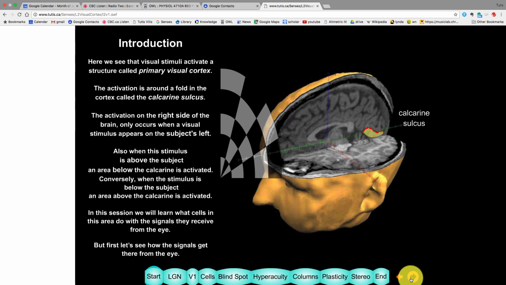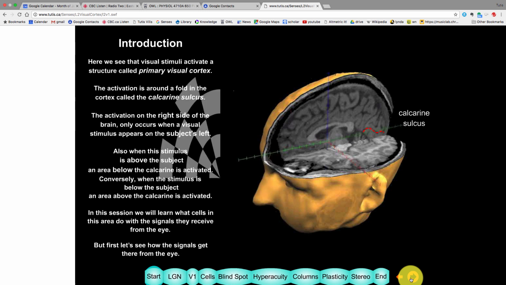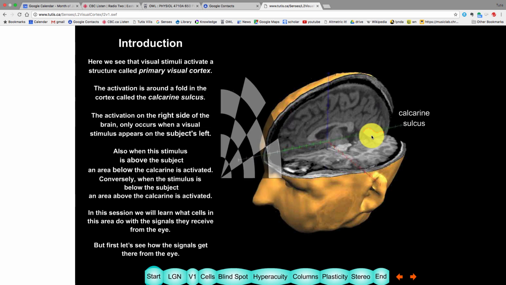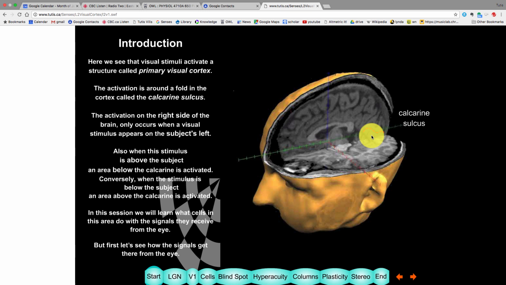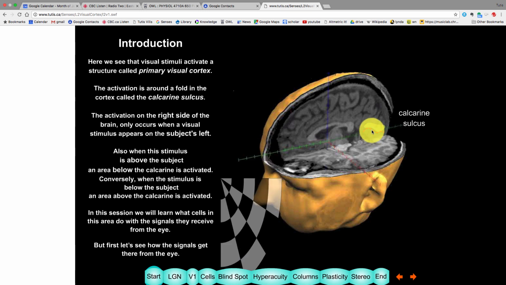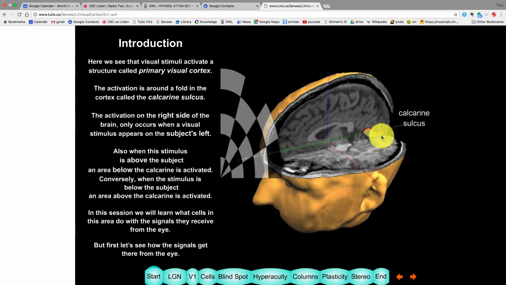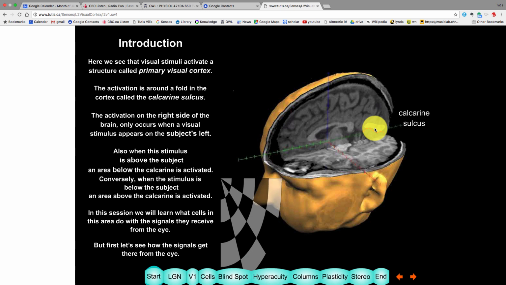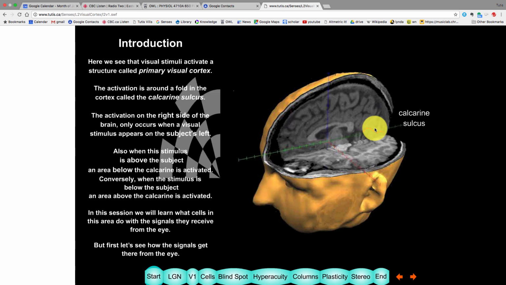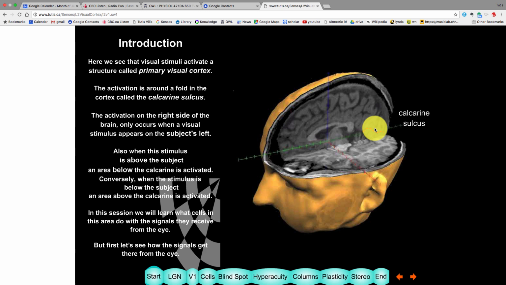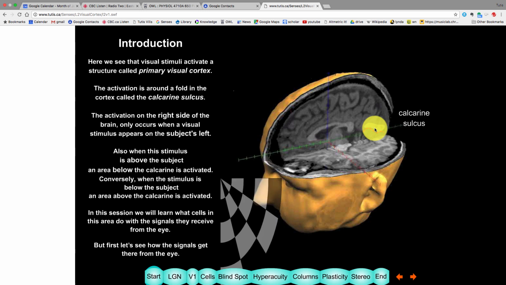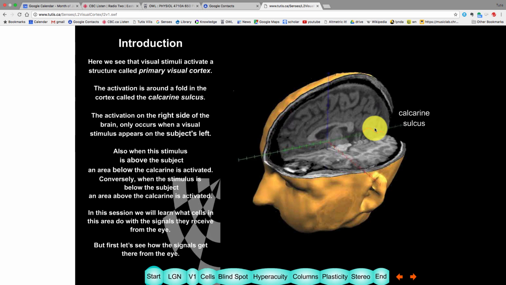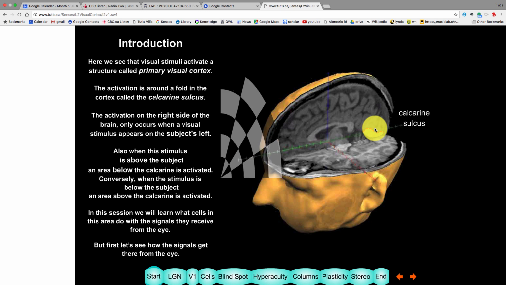So you can see that whenever something on the left happens, there's activity here. And this is in the right cortex. So in the opposite cortex, you get activity in this area close to something called the calcarine sulcus. And you can also see that when everything's to the left but above, it's below the calcarine sulcus, and whenever something is from below, it's above the calcarine sulcus. So it's flipped not only from left to right, but up and down.